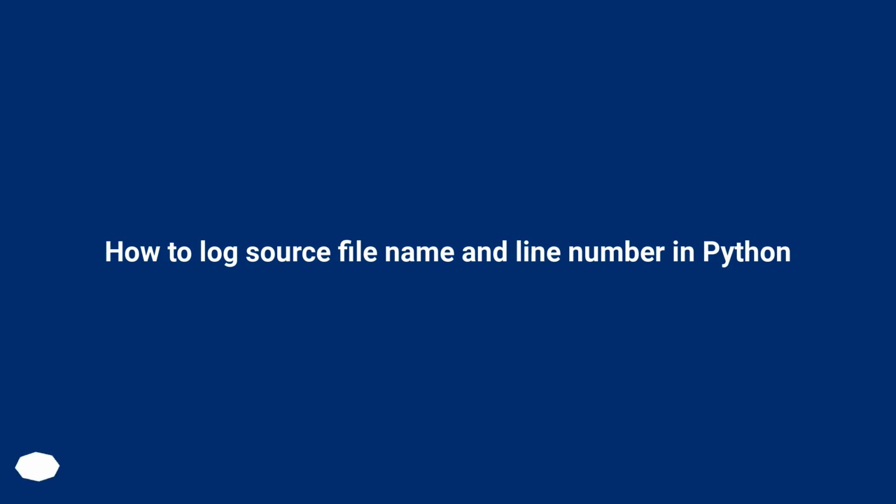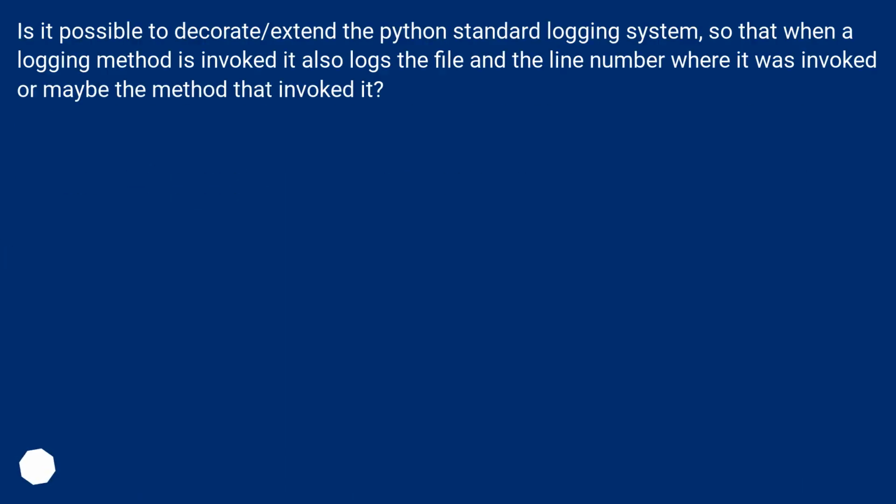How to log source file name and line number in Python. Is it possible to decorate or extend the Python standard logging system, so that when a logging method is invoked it also logs the file and the line number where it was invoked, or maybe the method that invoked it?